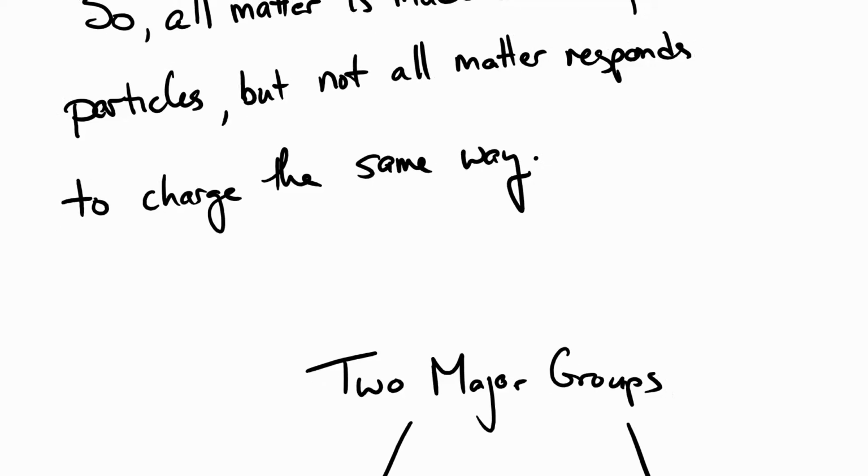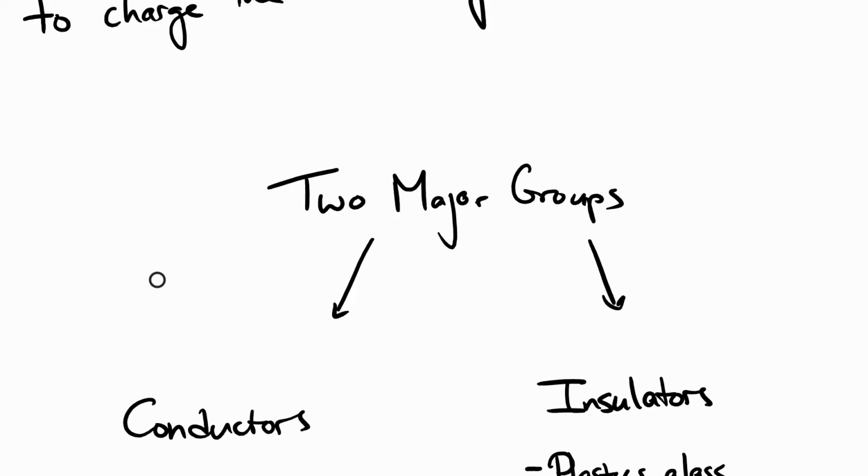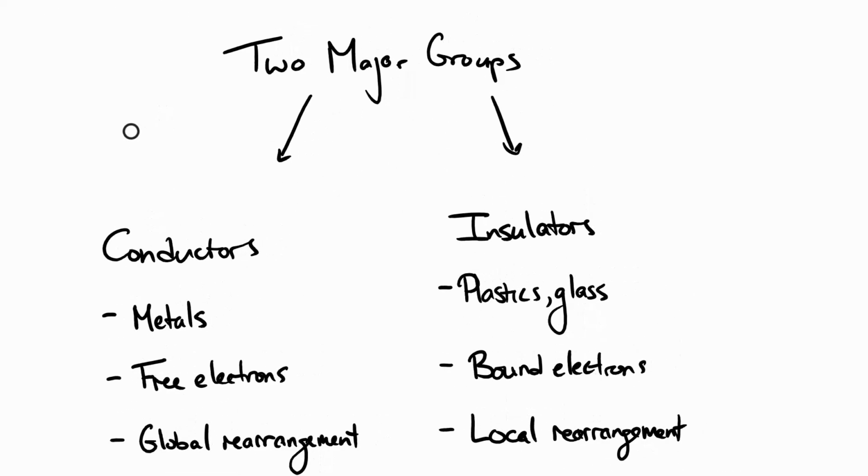We saw a slight difference in how metal responded as opposed to wood. So we're going to say there are two major groups of materials, conductors and insulators, and we're going to separate these based on how they respond to charge. Conductors are going to be mostly metals, although sometimes certain solutions might be a conductor, sometimes even air can be a conductor. They're characterized by having free electrons, by which I mean electrons that are loosely bound or not bound to the broad structure of the material. This is going to lead to global rearrangement of these electrons when an external charge comes by. We'll talk about that more.